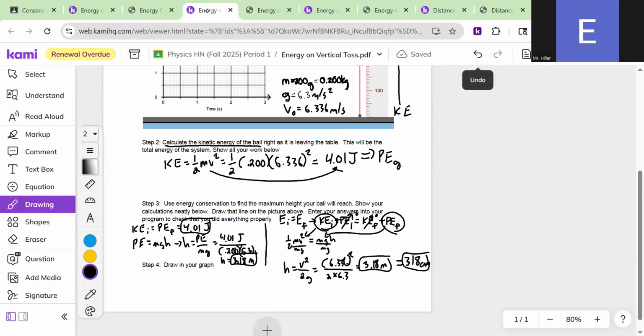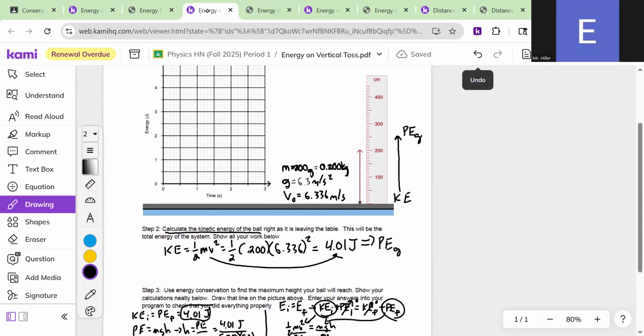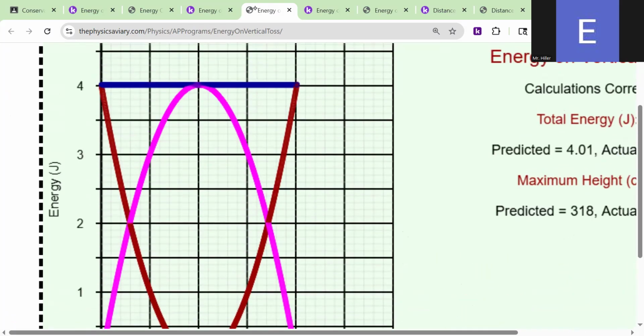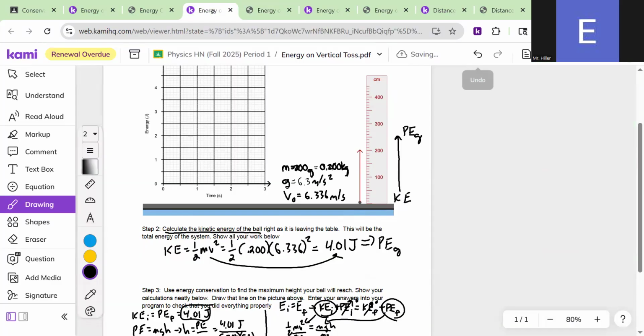Okay, so total energy of 4. And so you can see this is just for 2 seconds, okay? 2 seconds. They made it simple for us to do this. So we're going to go for, oops, I messed that up. Okay, so that's for 2 seconds.